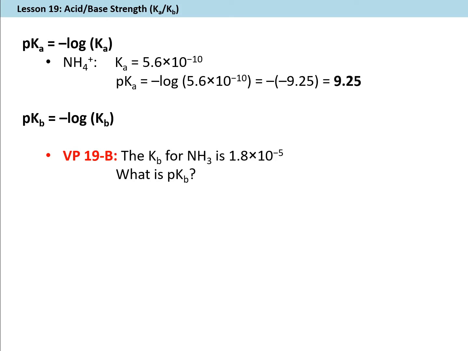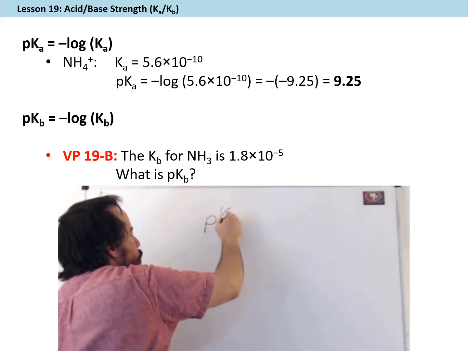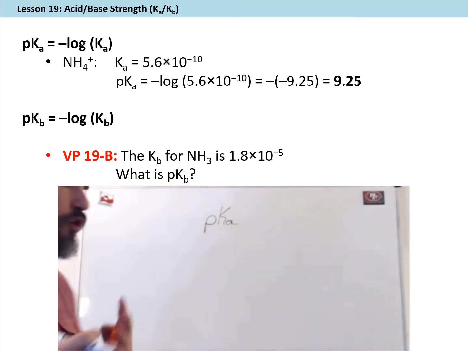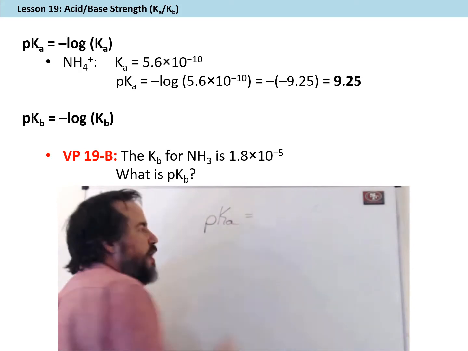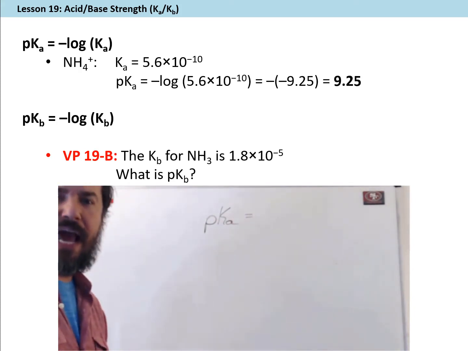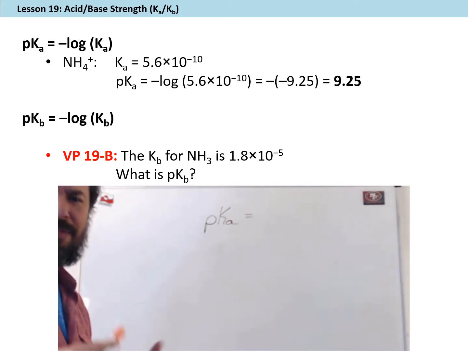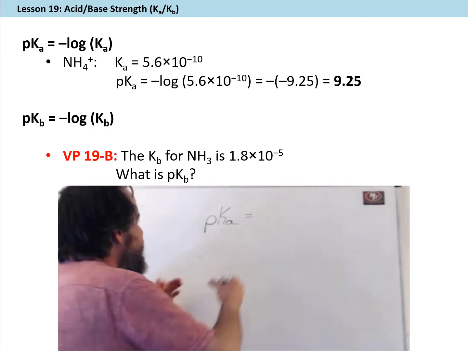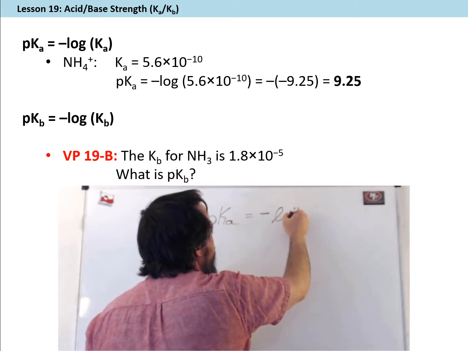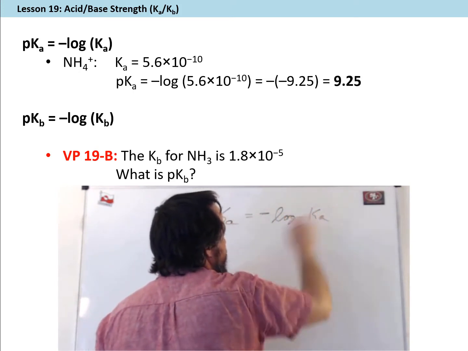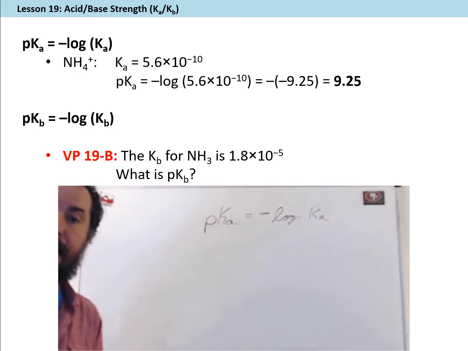19b is all about figuring out pKb. pKa and pKb are ways to simplify Ka. Notice the Ka I have at the top, 5.6 times 10 to the minus 10. That's really annoying, right? So we can take the negative log of that Ka, and that's going to get me my pKa.